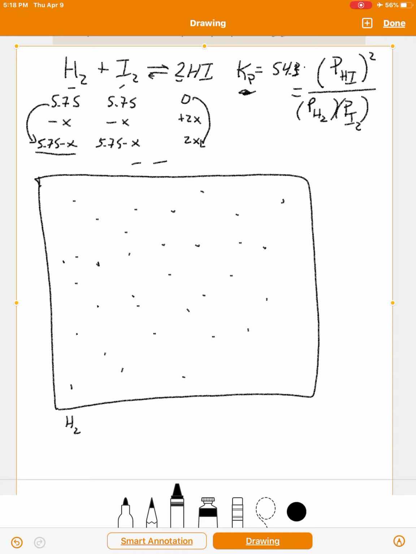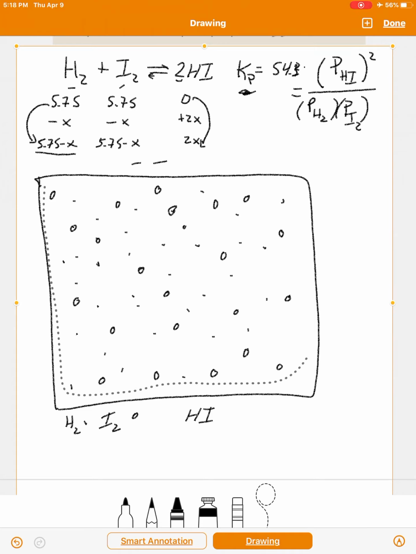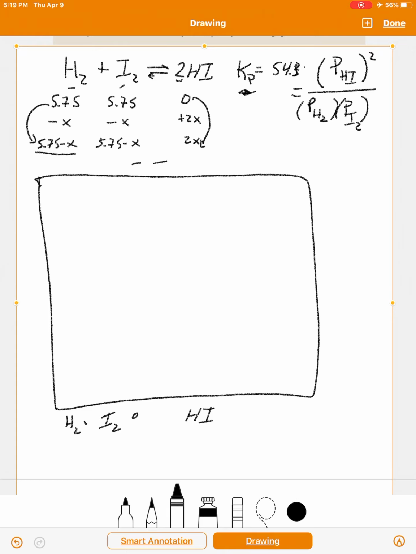So there's our H2. And then we also had I2s. And the amount of I2s was the same as the amount of H2s, 5.75. And the amount of HI initially was 0, right? We didn't have any. But by the time the reaction is over, here's what happened. The amount of H2 went down all the way to 1.23. It went down by about 75%. The amount of I2 also went down by about 75%.